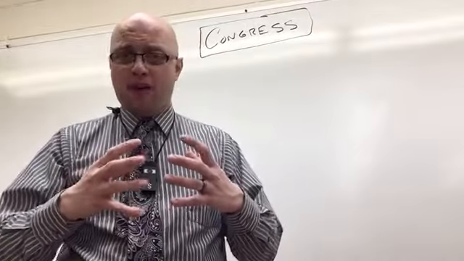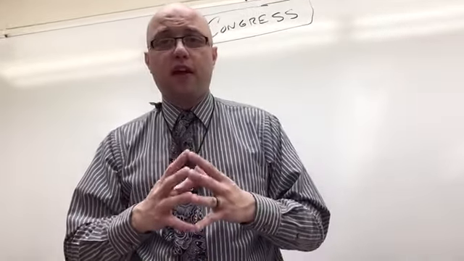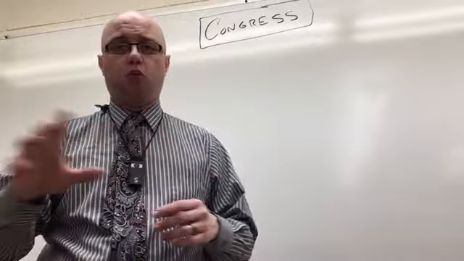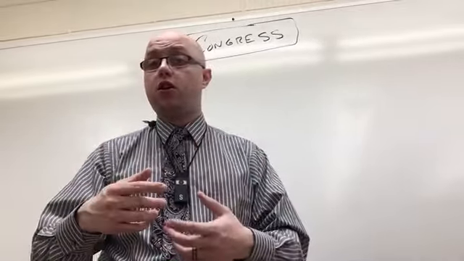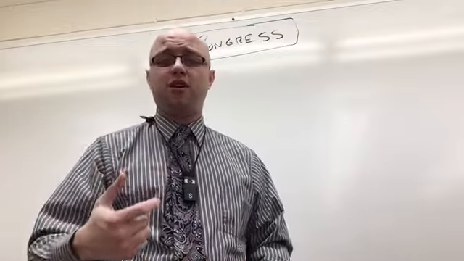Originally, when we had the Articles of Confederation, or the original form of government, we had a one-house Congress. So it was this one group. They voted on the laws for the Articles of Confederation. We've already talked about some of the weaknesses and some of the issues with that.